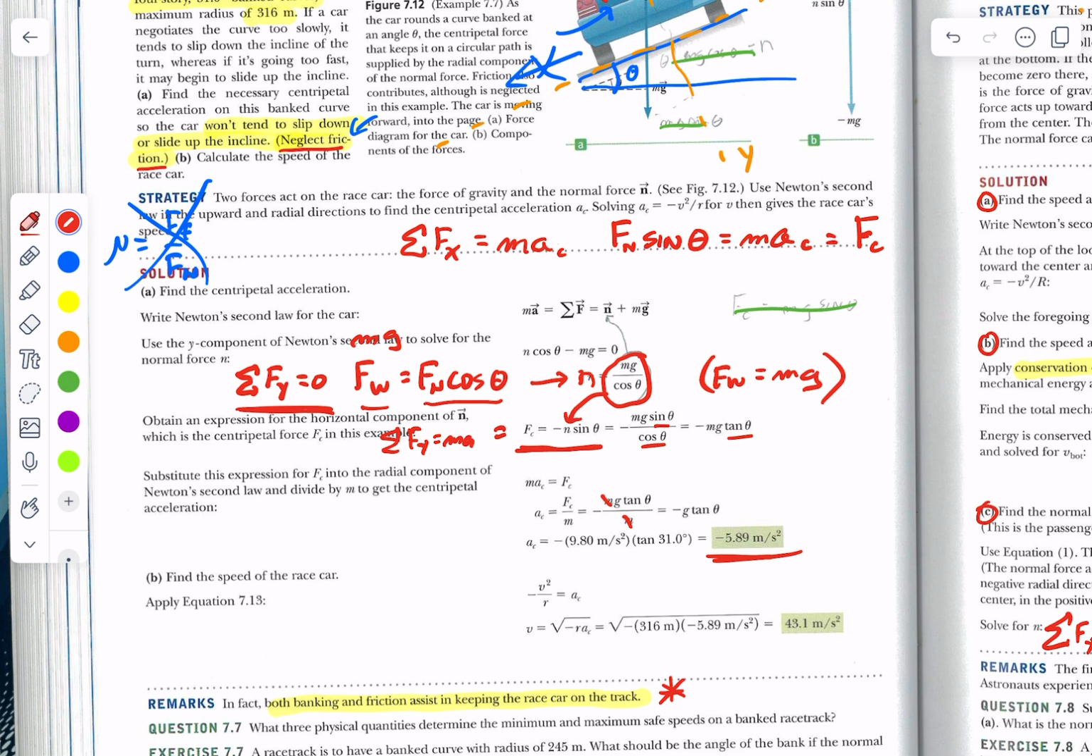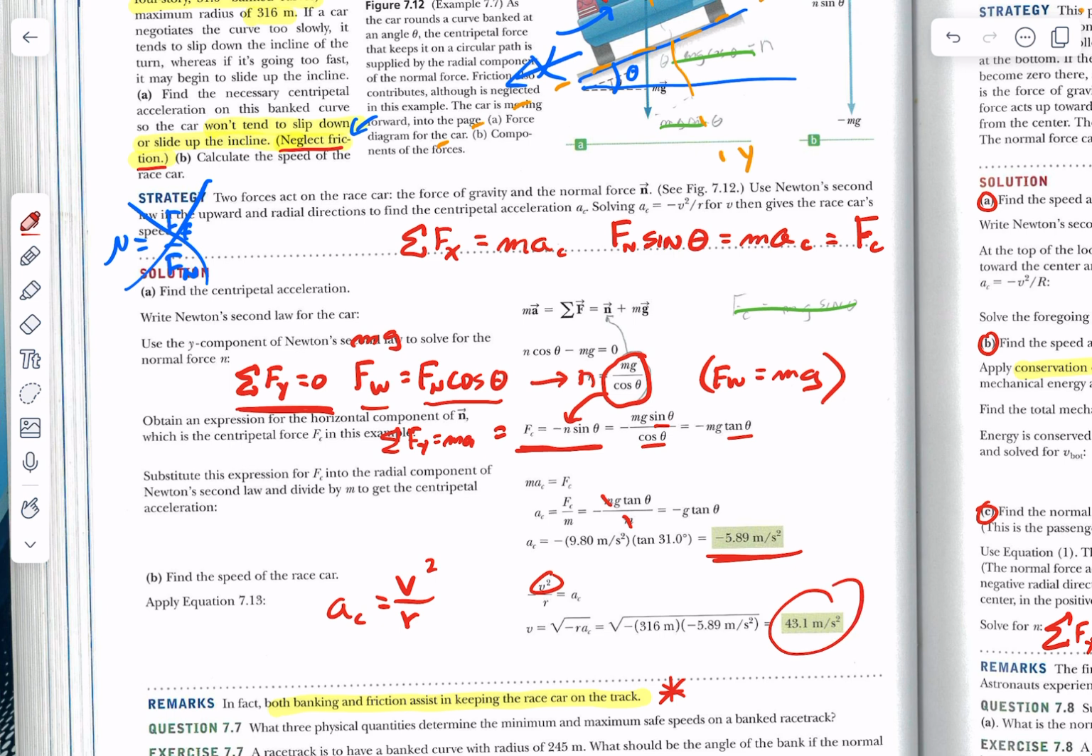And then I can find the speed of the race car. The speed of the race car is where I'm going to solve for v. And again, remember your centripetal acceleration is v squared over r. And let's erase that mess that I made. And so v squared over r, much nicer. We solve this equation for v, and we get 43.1 meters per second as my velocity. And it looks like they made a mistake right there. That squared sign should not be there.